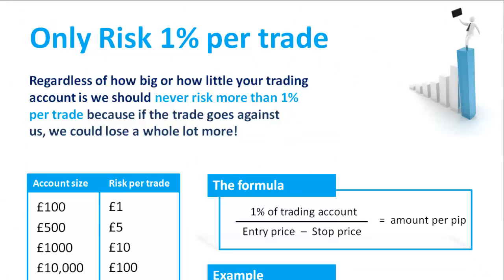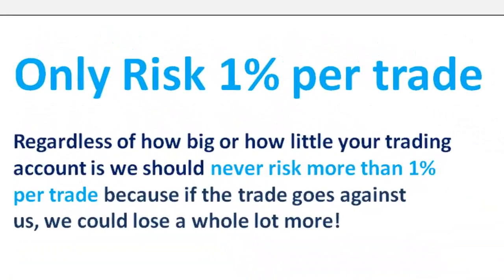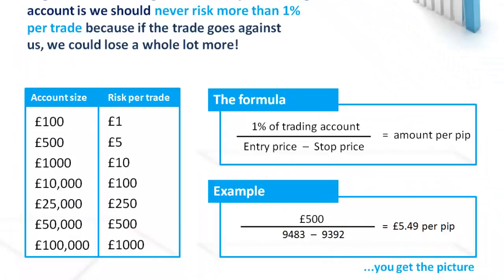So if you cast your mind back, we just mentioned never risk more than 1% per trade. So if you've got a trading account of £10,000, don't risk more than £100 per trade. If you've got a £10,000 account, or dollars for that matter, don't risk more than £100 or dollars on that trade. If you're fortunate enough to start up with £100,000, don't risk more than £1,000 per trade. It's that simple. 1%.